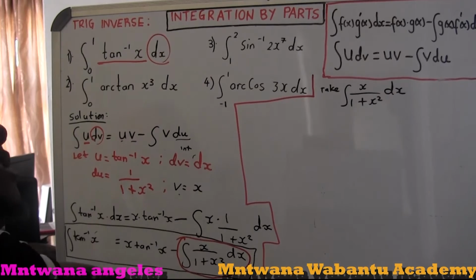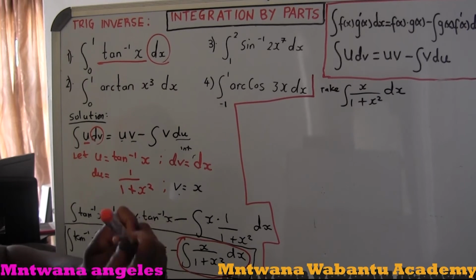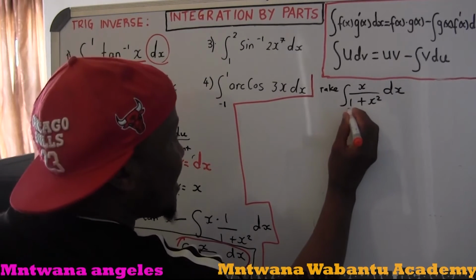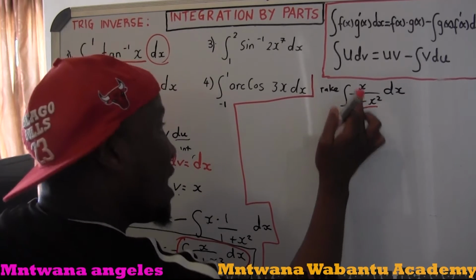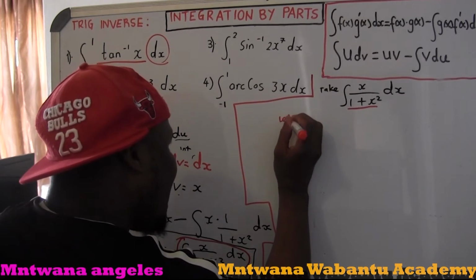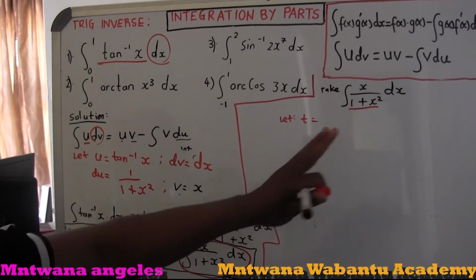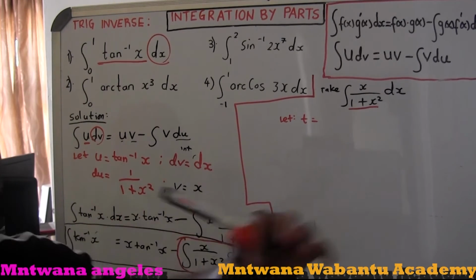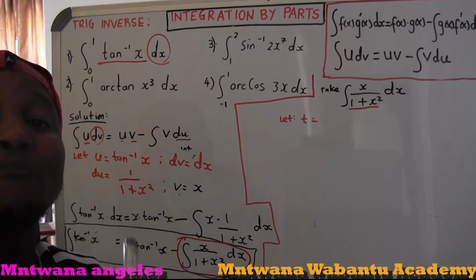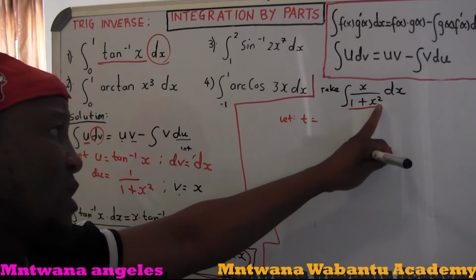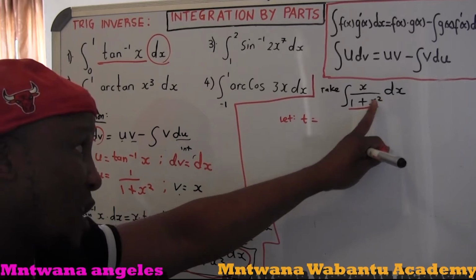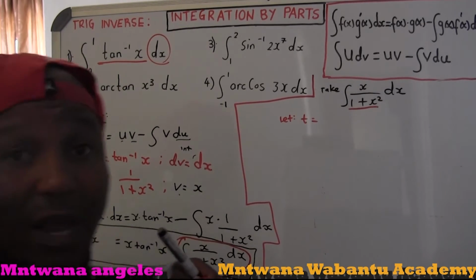I'll do a substitution. Because I know if I let this and then differentiate, it's going to give me the x on top. So I'm going to let, say, t. I'm not going to use u and v, because this is not integration by parts. This is substitution. It's very easy, this one, because if I differentiate this, it's going to give me the x on top.